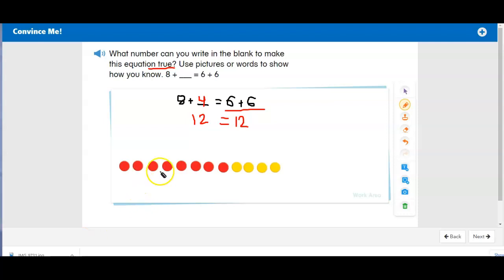Now you don't have to use the counters. If you want to draw X's or make your own drawing to solve this problem, you can also do that. As long as you are able to find the number and get the same true equation, then that method works okay for me.